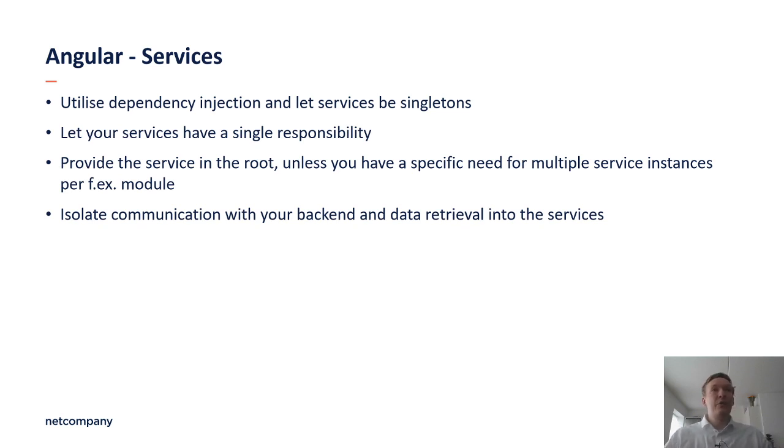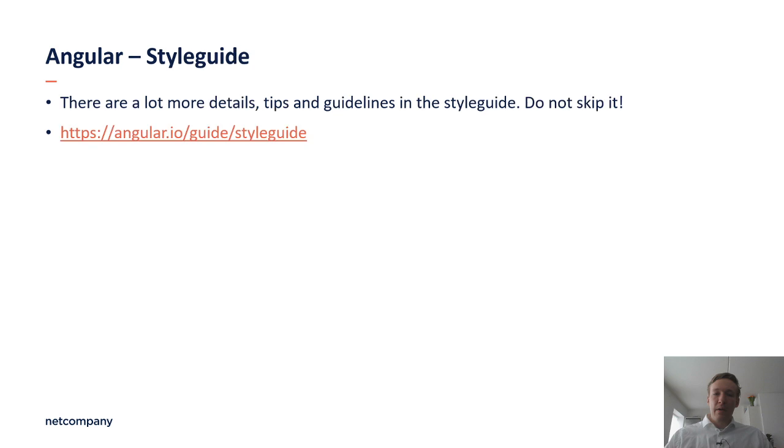So as you build services, the connections to data, for example, in your backend, utilize dependency injection, and let your services have a single responsibility. Don't let them cover way too many things. And provide the service in the root unless you really have a specific need for multiple service instances. And you should also isolate communication with your backend and data retrieval into these services, as I mentioned. So there are a lot more details, tips, and guidelines in the style guide. So do not skip it. Really give it a look and go through it if you haven't already.